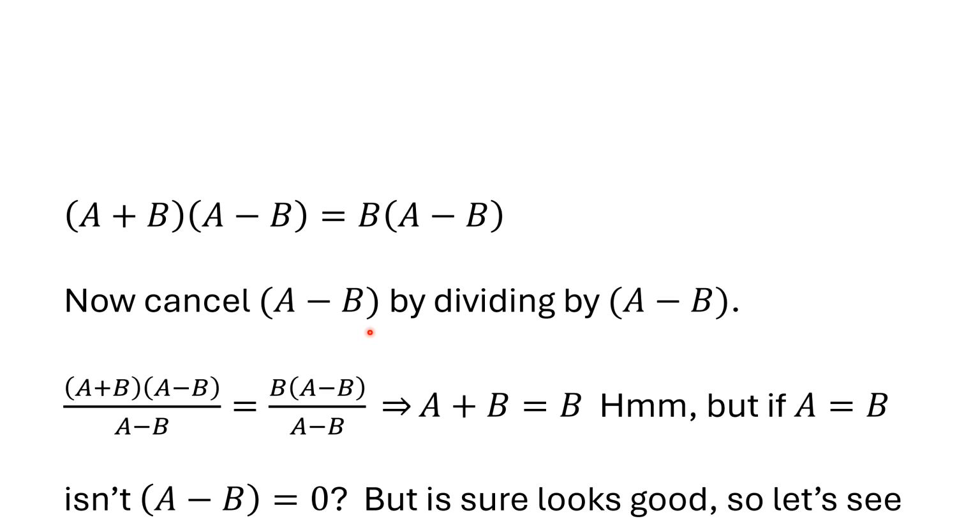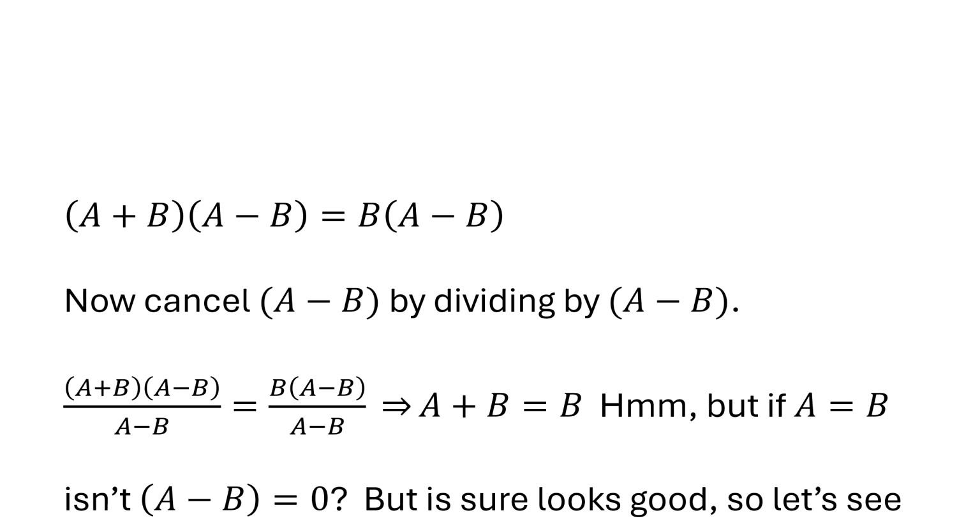Now we're going to cancel A minus B. So how do you cancel? Well, the way we cancel is by dividing both sides by the same number. In this case, it's A minus B. So A plus B times A minus B over A minus B equals B times A minus B over A minus B. And when we cancel the A minus B and A minus B, we get A plus B, that's what's left here, equals B.